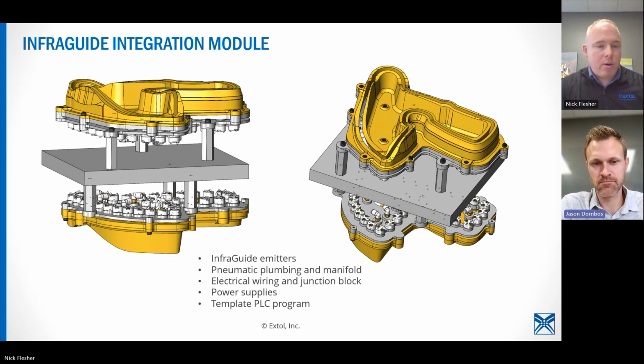But obviously, the package would include the emitters, which include the bulbs, the assemblies that go with that, and the optically engineered surfaces, the pneumatic plumbing and manifold, all the pneumatics that go with that, the electrical wiring and the junction blocks, so that we've got a schematic that would say you need 24 volts and wiring that's appropriate for that, and then the power supplies, same power supplies we use for InfraStake, and a template PLC program, so you've got the kind of process control that you need.